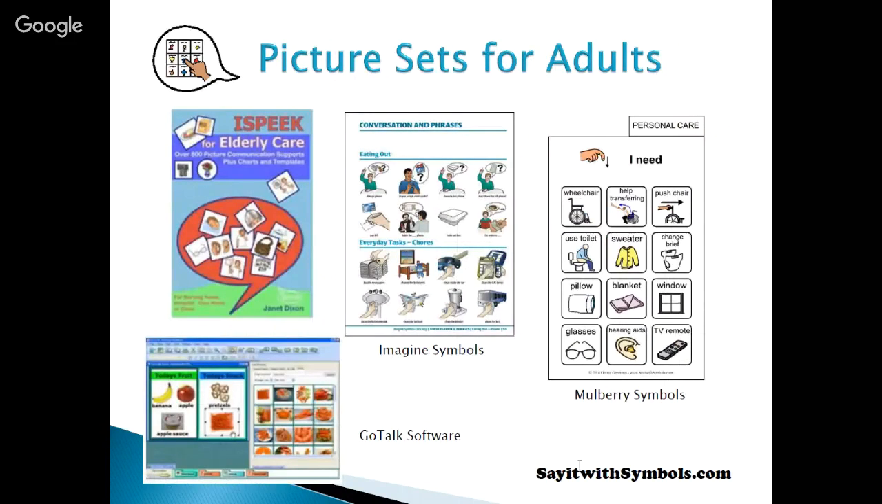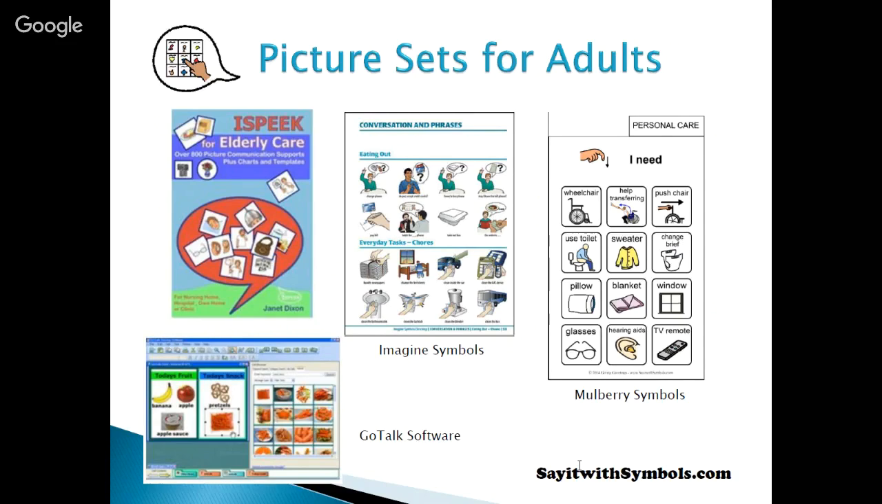So here are some examples of picture sets for adults that I have found. Just briefly, I Speak for Elderly Care is a British product. It's a great picture set, but it's in British English, so it can sometimes be a little tricky to find the ones you're looking for. This particular product we import from the UK, and it's available at Say It With Symbols. Imagine symbol set is something that I think was acquired by Attainment, and those are symbols appropriate for adults and young adults, and it's available on a CD.